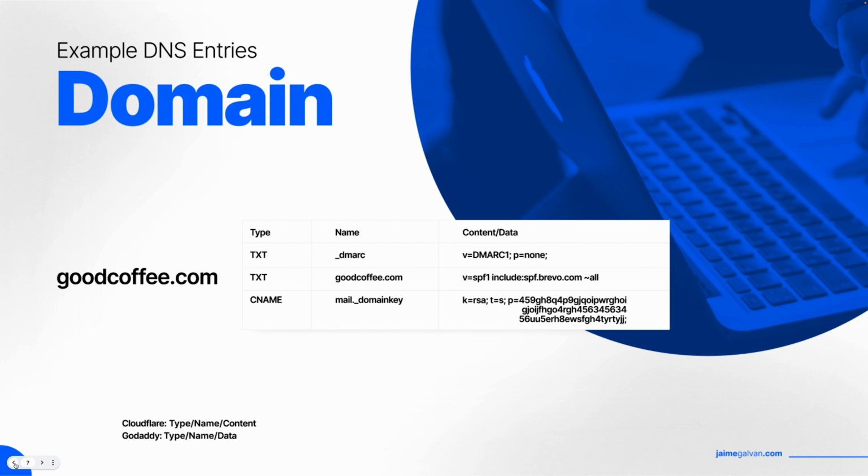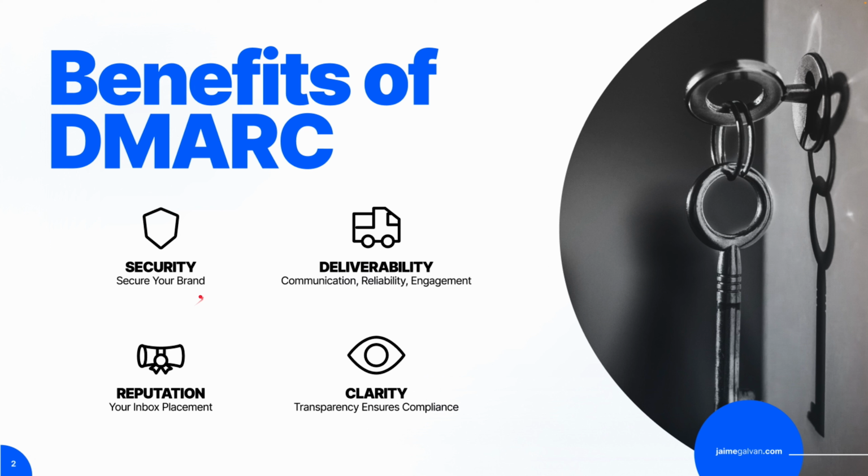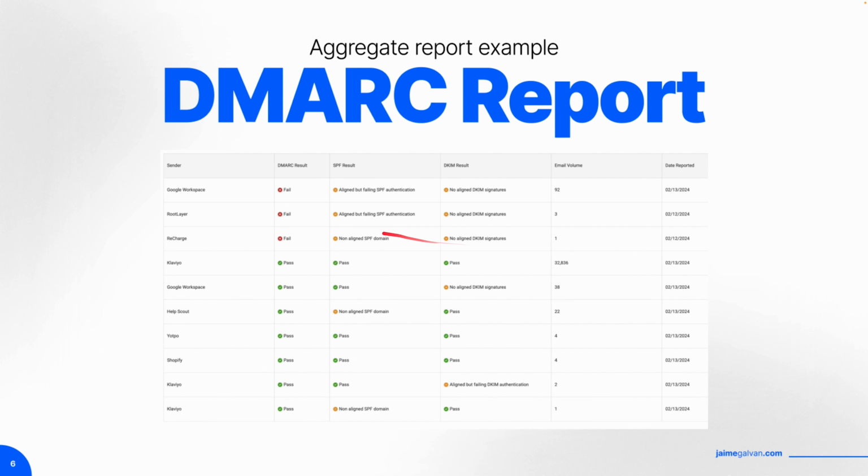All right, so here are the benefits. Security, of course, and deliverability. If Google and Yahoo know you're passing DMARC, they're going to increase your deliverability reputation. Security, of course, is those layers that we talked about. Your inbox placement for your reputation, and then clarity, meaning when you're getting these reports, you're going to know who's passing or failing.